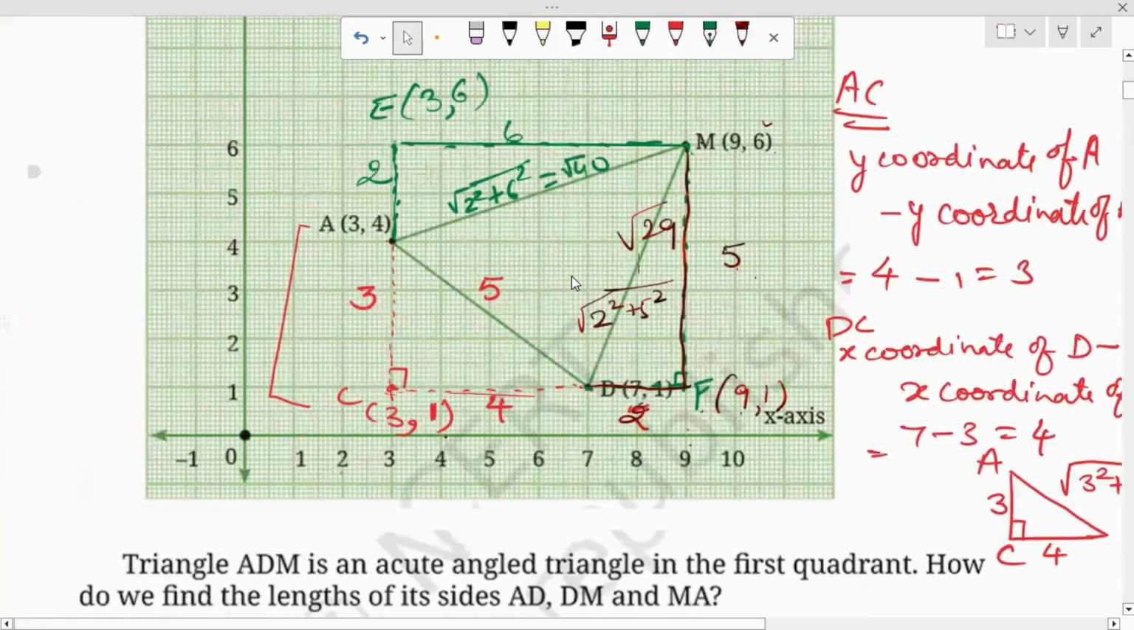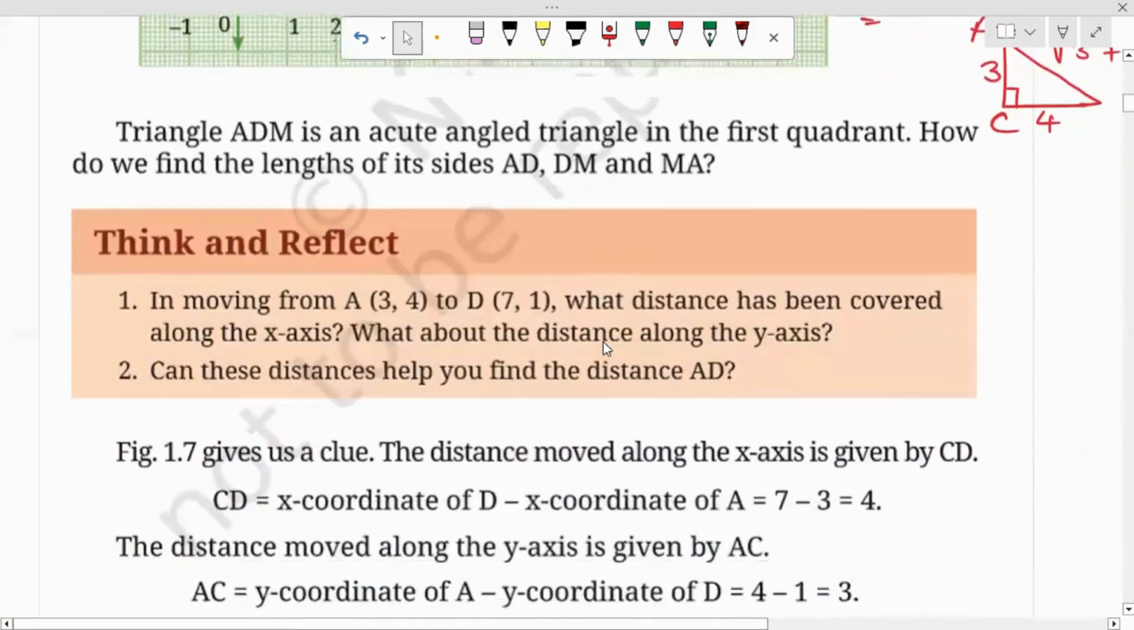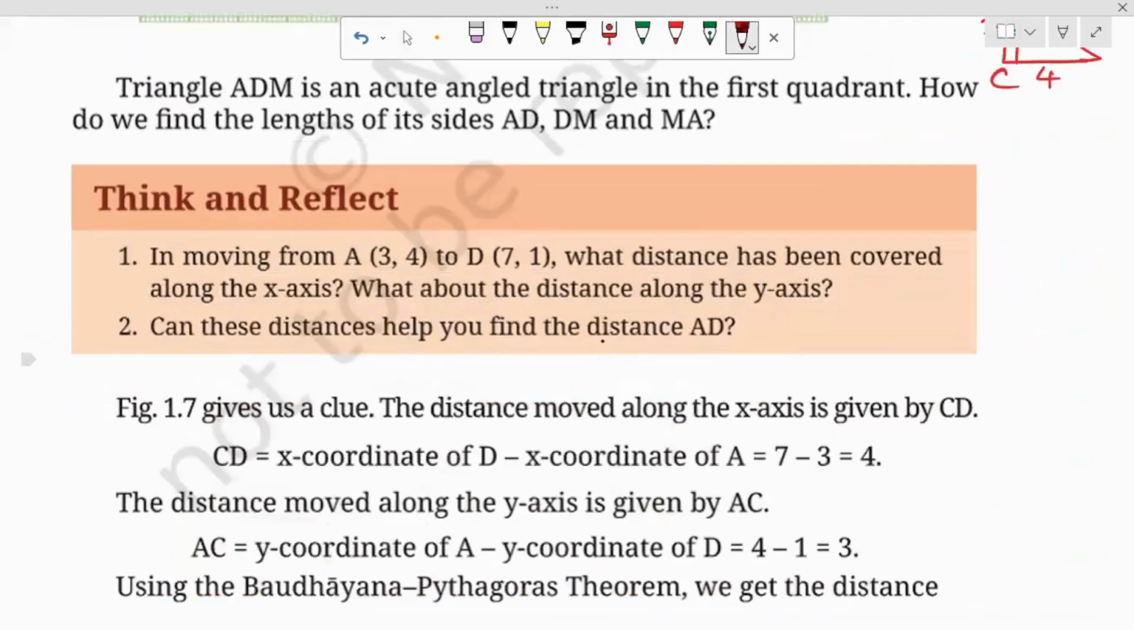So like that, we normally calculate the length using Baudhayana Pythagoras theorem and by making parallel lines to the axis. And with the help of parallel lines, we can easily calculate the length of the line which is diagonal, right? Okay, so now in moving A to D, what distance has been covered along the x-axis? Along x-axis means parallel to the axis. So we'll subtract this one. 7 minus 3, it's 4. And for the y-axis, we will subtract y coordinates. So 4 minus 1, that is 3.